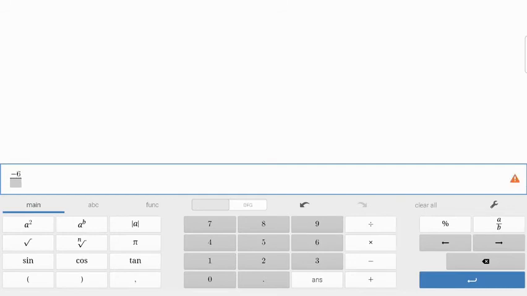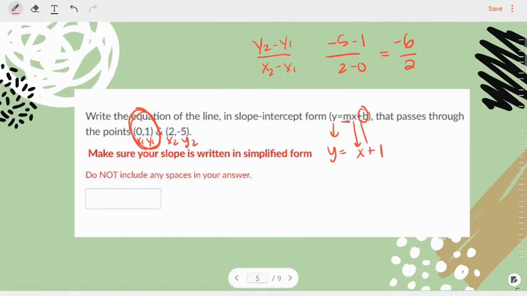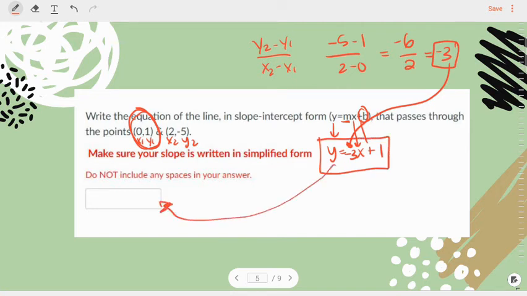-6 over 2. Or if you recognize that as -6 divided by 2, you'll know that it's -3. So my slope simplifies to -3. I did all that work just to know that that goes in this blank spot right here where my slope goes, so -3. So here's my answer. Put it right there.